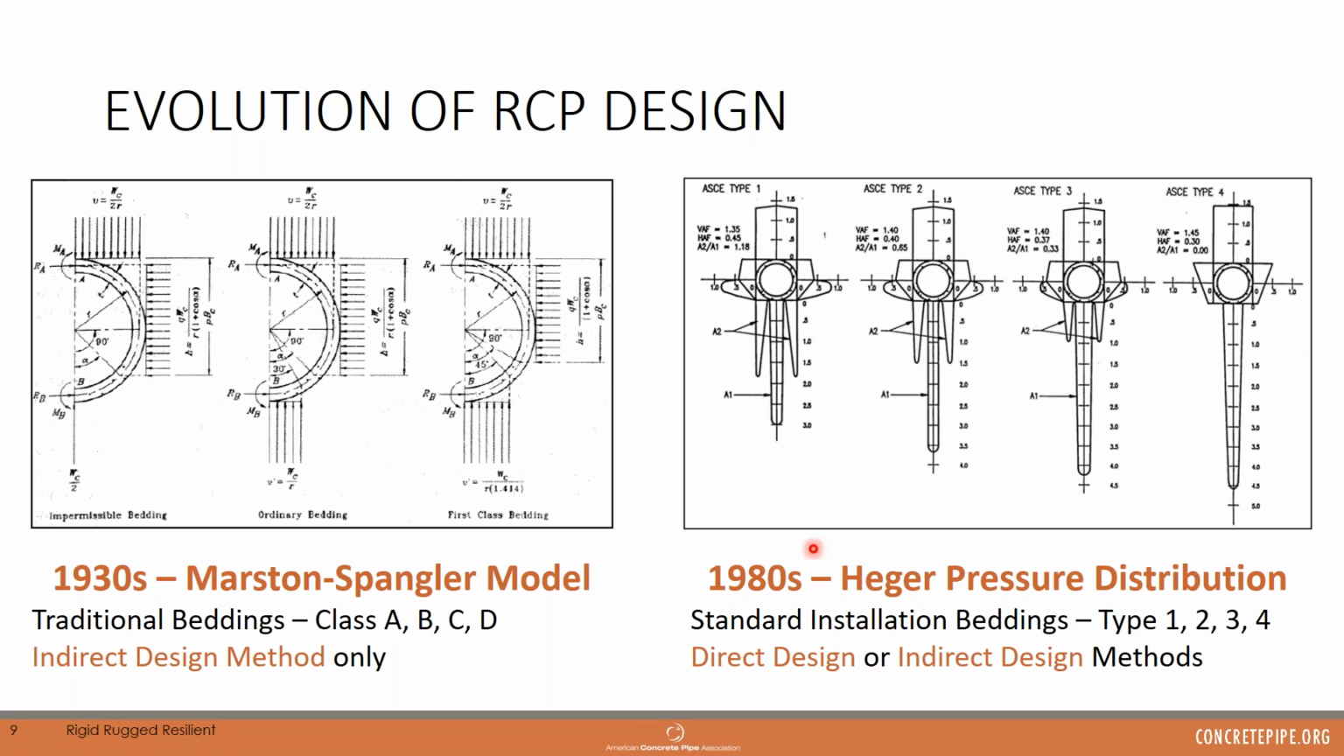So he developed the 4 types of beddings that these diagrams represent, and called them the standard installation beddings. So you have type 1 on the left-hand side here, which is the highest quality bedding, and then down to type 4, which is the lowest. And these beddings can actually be used for both the direct design or the indirect design method. So, and that's what we use today.